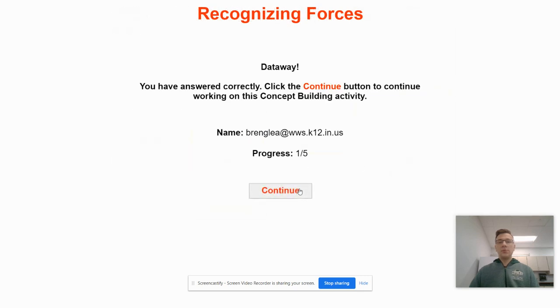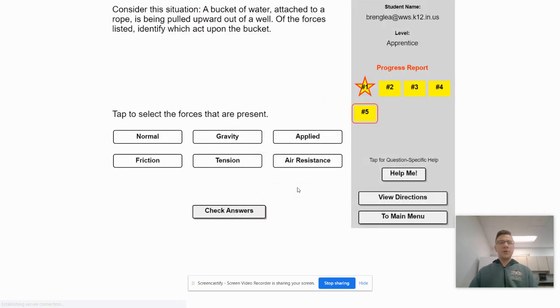Okay, we'll move a little bit faster since we've gone over the different types. So this says a bucket of water is attached to a rope. It's being pulled upward out of a well. So obviously gravity will be acting on this one.